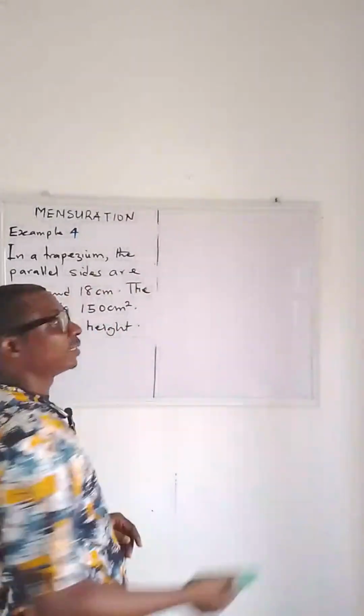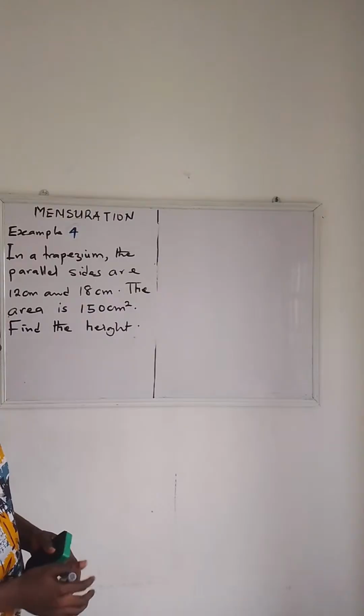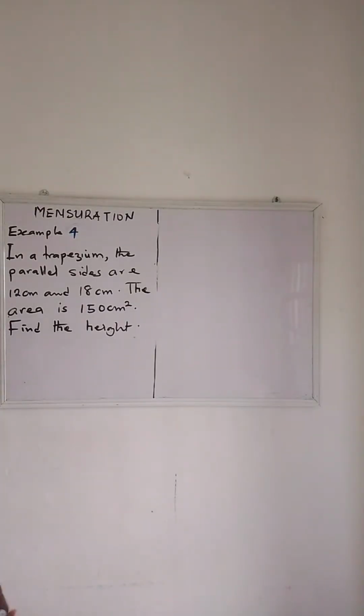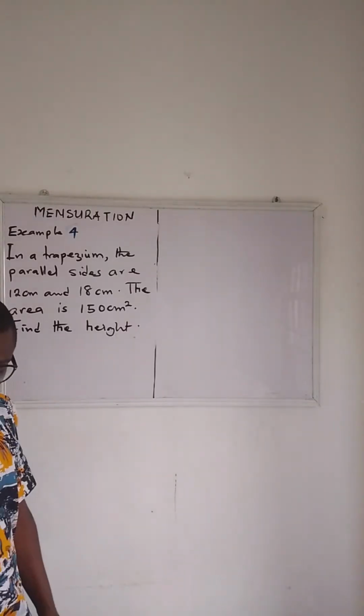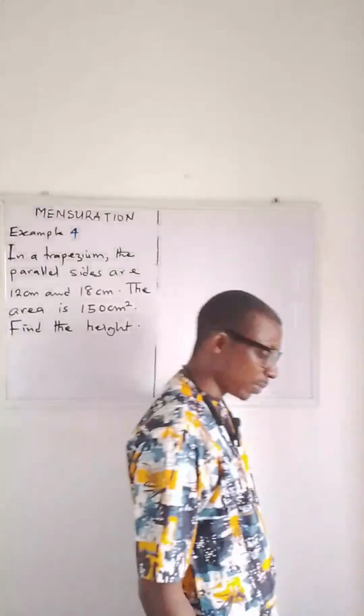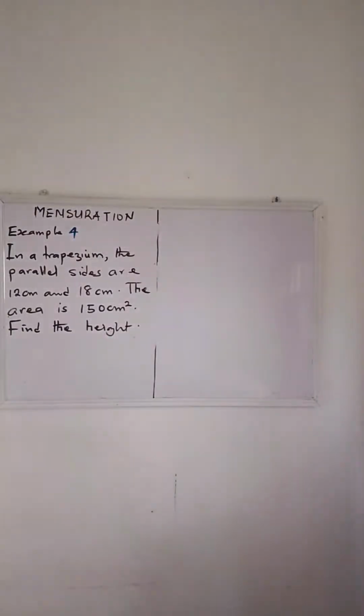All right, now let's look at the next question. In a trapezium, the parallel sides are 12 centimeter and 18 centimeter. The area is 150 centimeter square. Find the height. I want to believe you should be able to do this. I'm going to give you 1 minute to quickly attend to this question before we solve it together. Can anyone give me the height of this trapezium? Once you have your answer, drop it in the comment section.